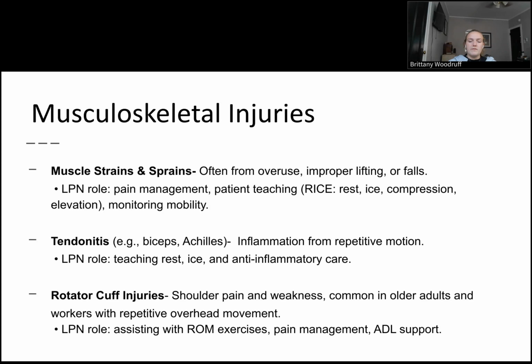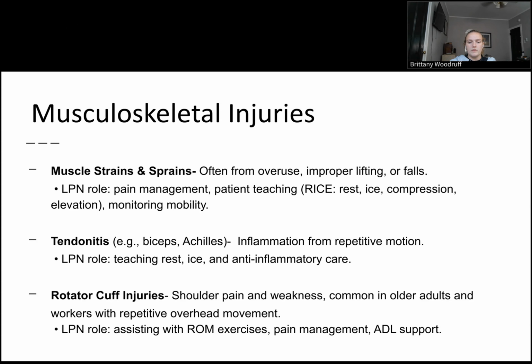Next, you have rotator cuff injuries. Rotator cuff injuries can cause shoulder pain and weakness. They happen a lot of the time with older adults who are workers who are doing repetitive overhead motions. Your main role, assisting with ROM exercises. So ROM, does anybody know what ROM means? Range of motion. Exactly. Range of motion exercises.